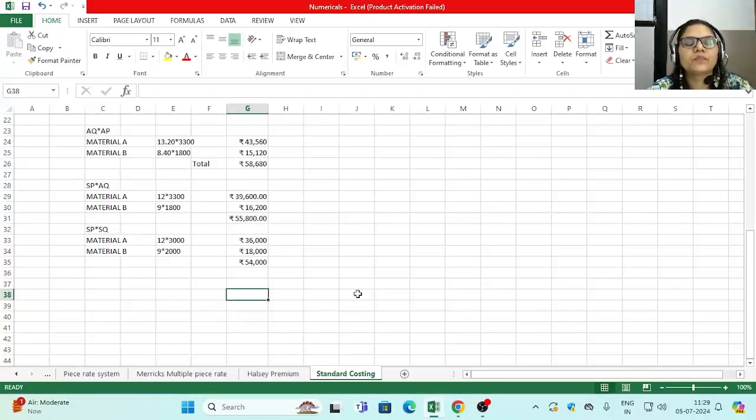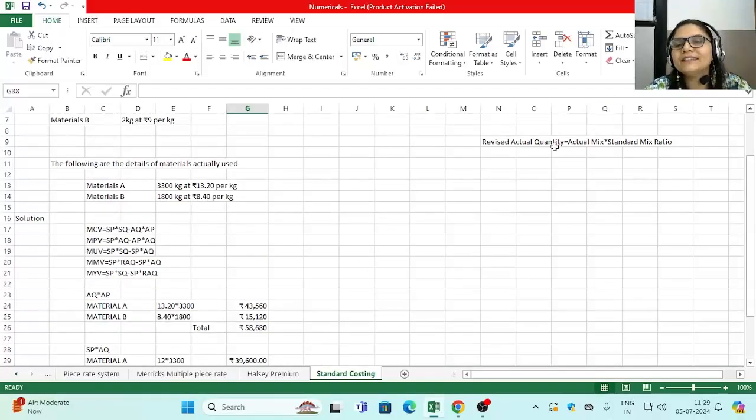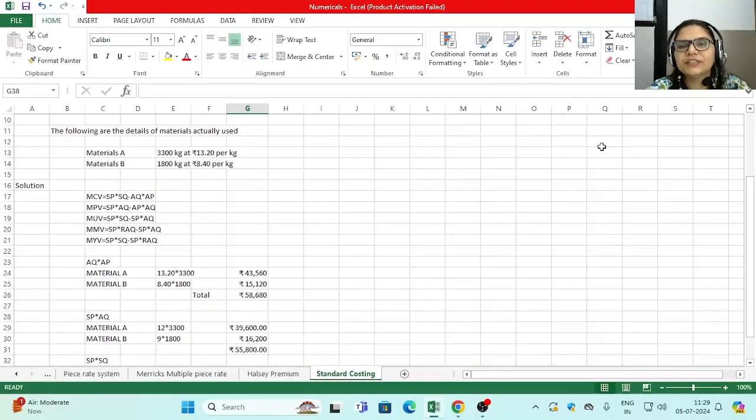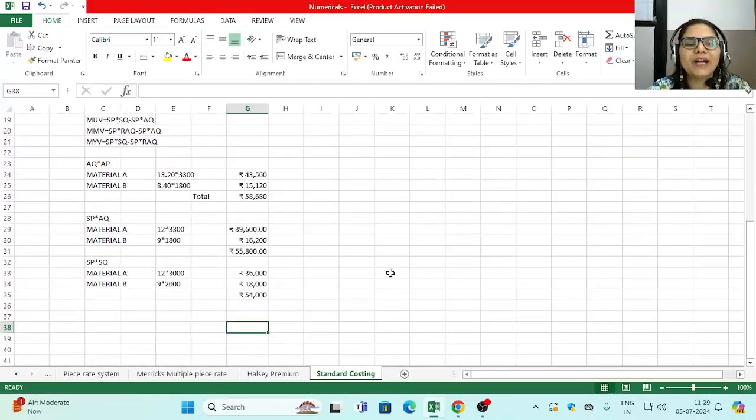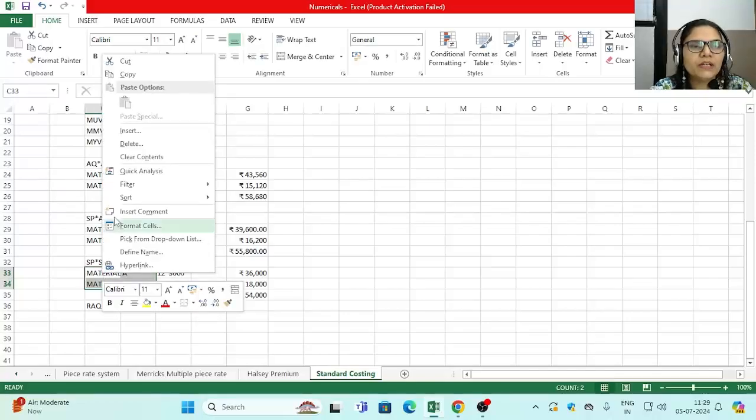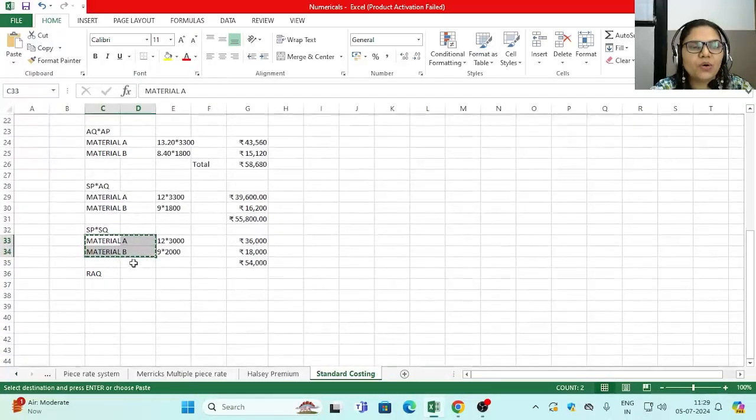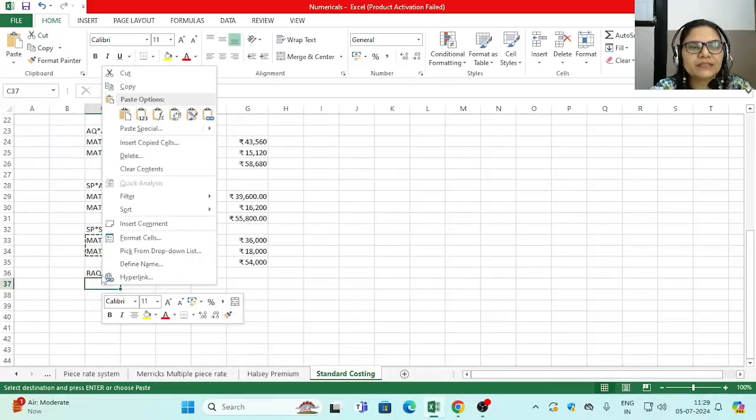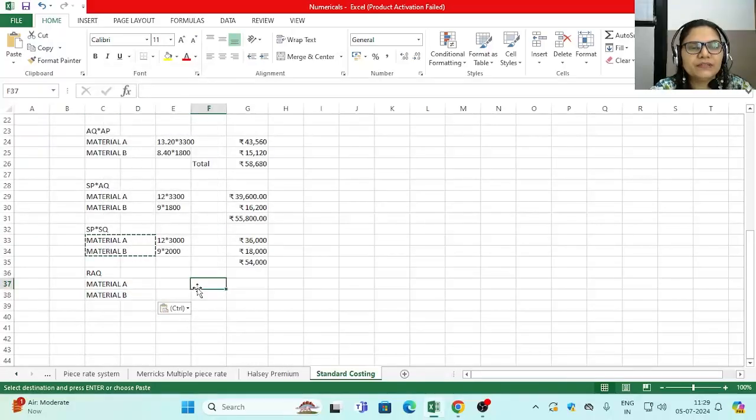Now, revised actual quantity is equal to actual mix into standard mix ratio. We need to have revised actual quantity beforehand for calculating the material mix variance. So we will calculate revised actual quantity so that there is no problem in further calculation of material mix variance. We will paste it over here.